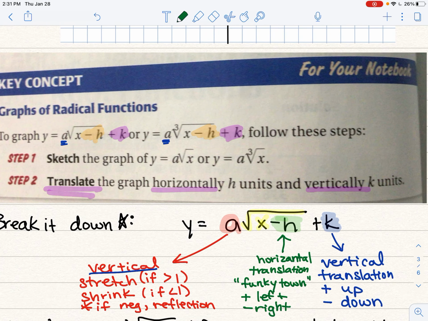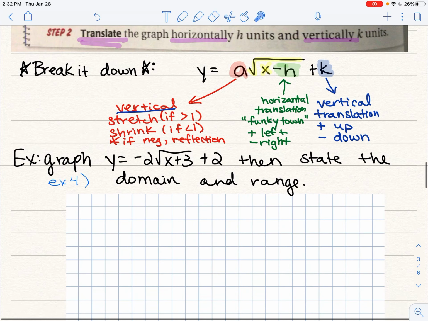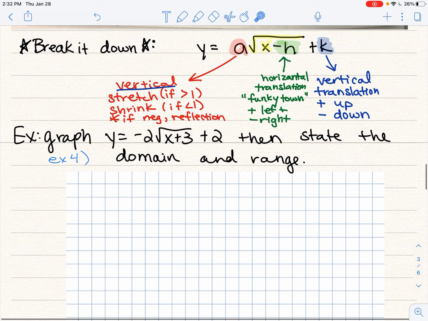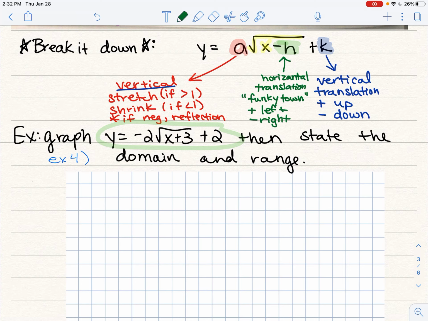Okay, so break it down piece by piece and kind of think about what's happening on each one of those numbers, okay? Is it the vertical stretch or shrink? Is it the vertical translation up or down? Or is it the horizontal translation left or right? Okay, so here's how you're going to graph this next one, okay? We're looking at this right here. So let me just go ahead and rewrite it so we have some room to really look at what's going on.